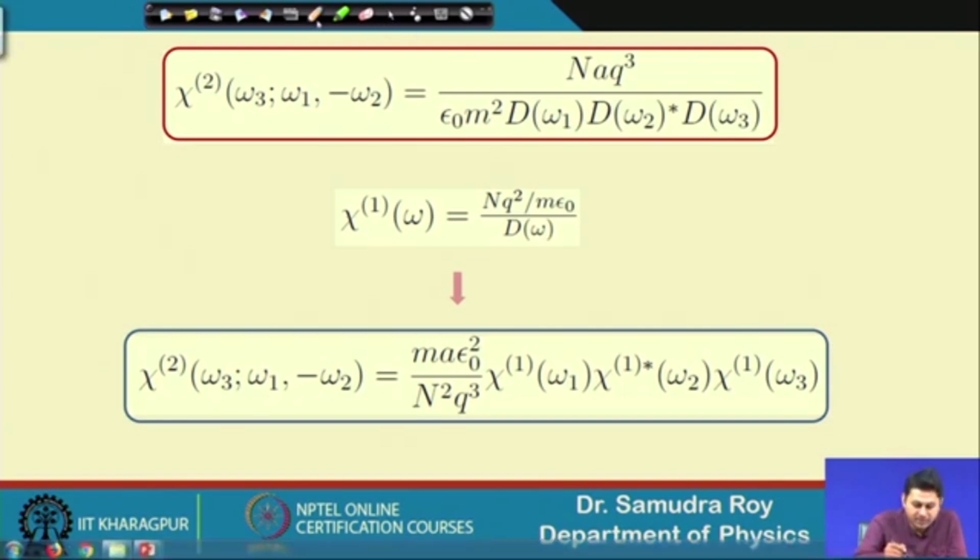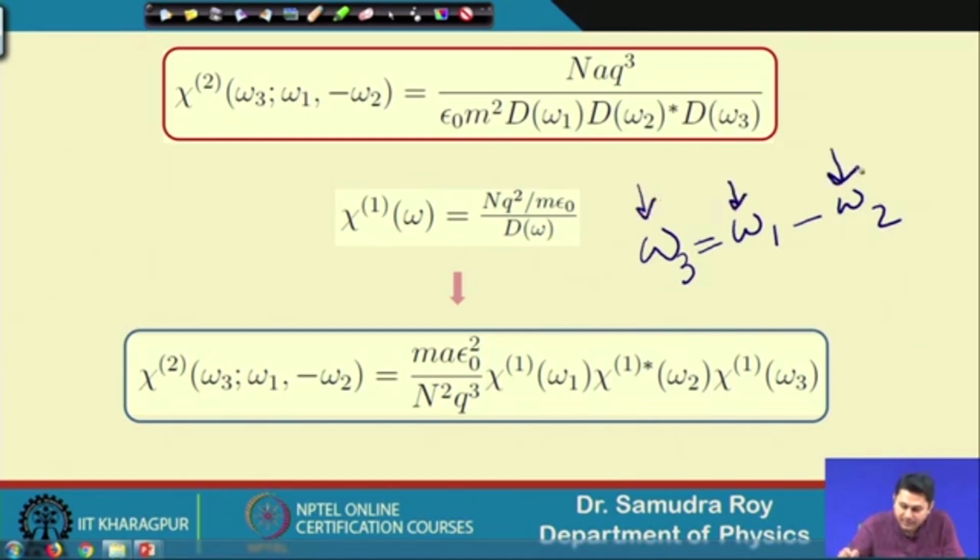In our calculation, we considered omega 3 is omega 1 minus omega 2, that was our consideration. When we take omega 3 equal to omega 1 minus omega 2, 3 different frequency components are associated with this. So, now this is proportional to the first order susceptibility of this frequency, the first order susceptibility of this frequency and the first order susceptibility of this frequency. So, this is a very interesting outcome that we have and this is called the Miller's rule.